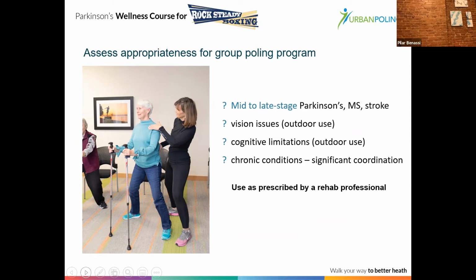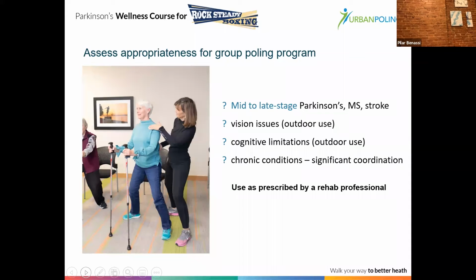Particularly if they've had a stroke and they've got a visual neglect, that means that they may not be able to see the edge of the curbs or sidewalks. So that may be something that you want to be cautious of for outdoor use.